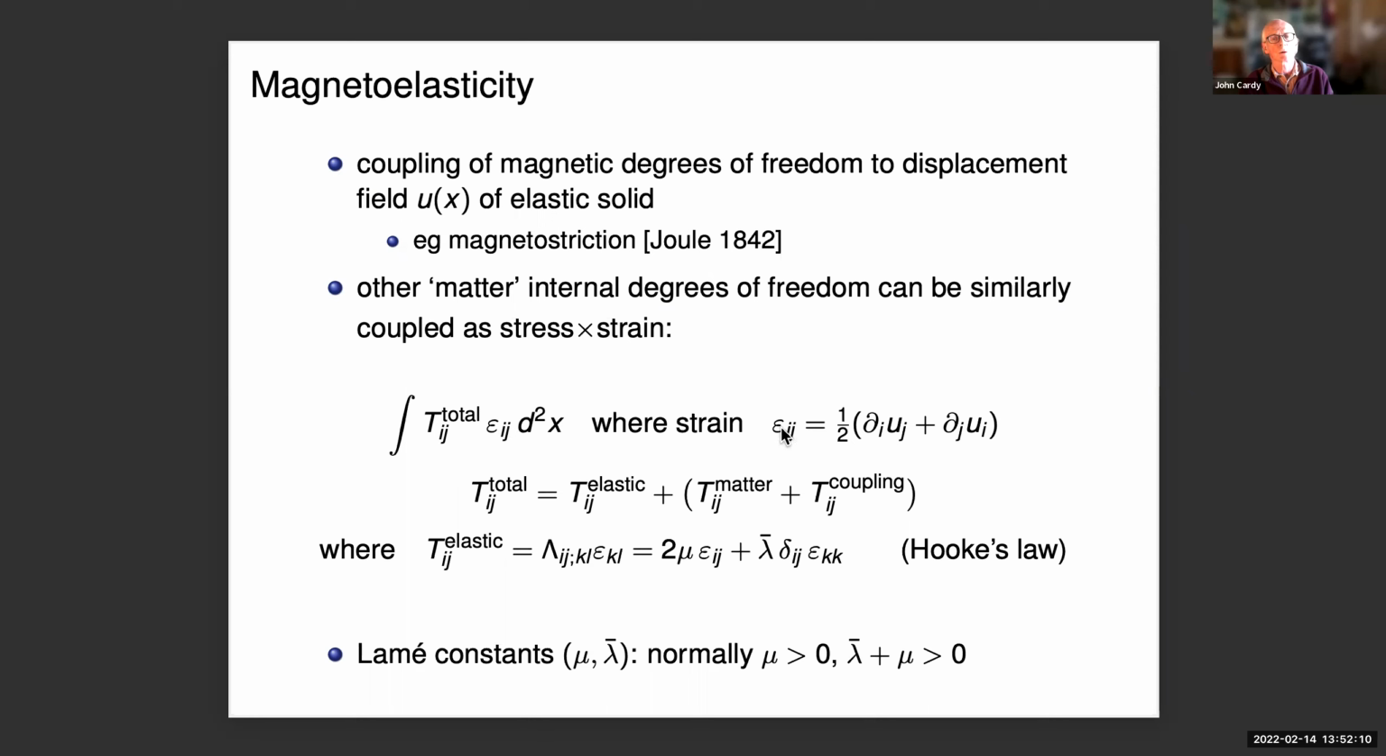And of course, the strain tensor, when expressed in terms of the displacement field, has a form like this. And the total stress tensor is going to be a sum of the elastic stress tensor and the matter. And also, as soon as we turn on the coupling at a finite coupling, there is going to be some contribution from the coupling also. But I'll just lump these together in what I'll call T matter.